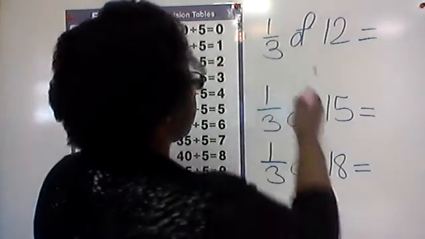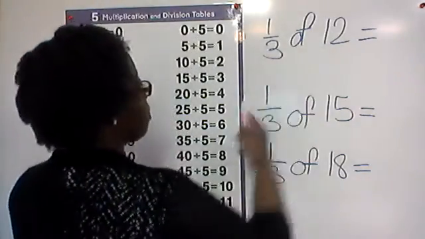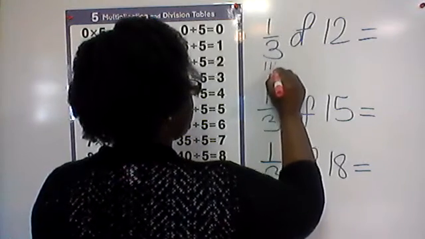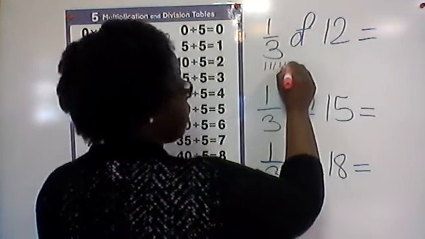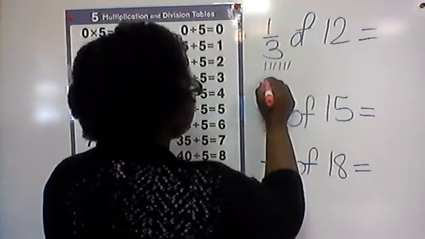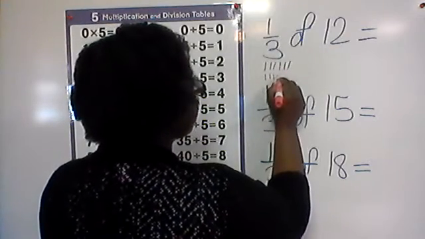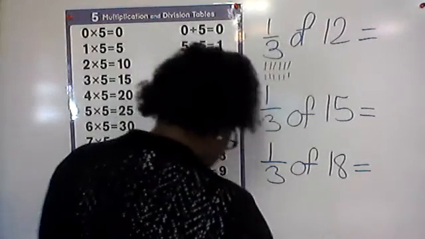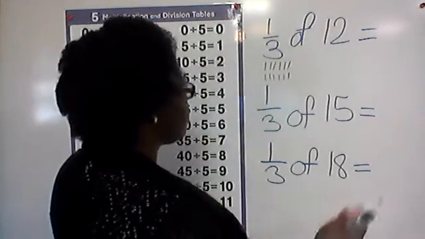So to make it easier for you, if it does make it easier for you, you can draw sticks. So I need to find 1/3 of 12. So I'm going to draw 12 sticks. 1, 2, 3, 4, 5, 6, 7, 8, 9, 10, 11, 12.